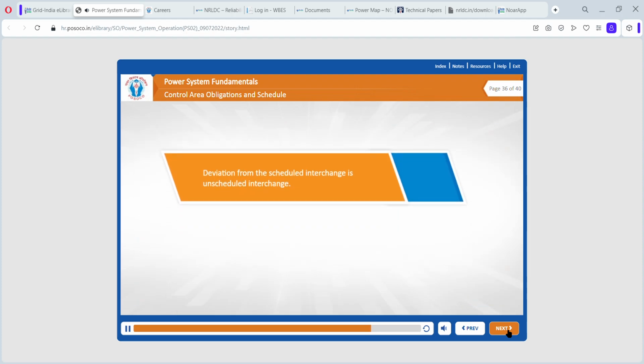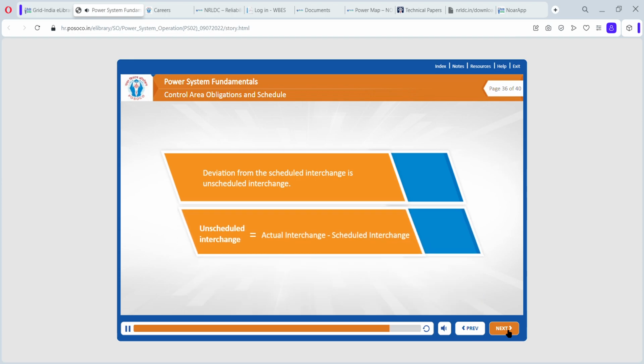The drawal or export schedule of a control area through tie lines is scheduled interchange. Unscheduled interchange is nothing but any deviation from the scheduled interchange. It can be calculated as the difference between actual interchange and scheduled interchange.